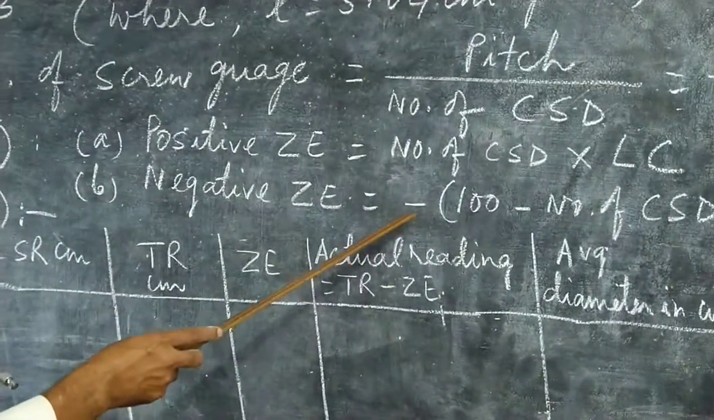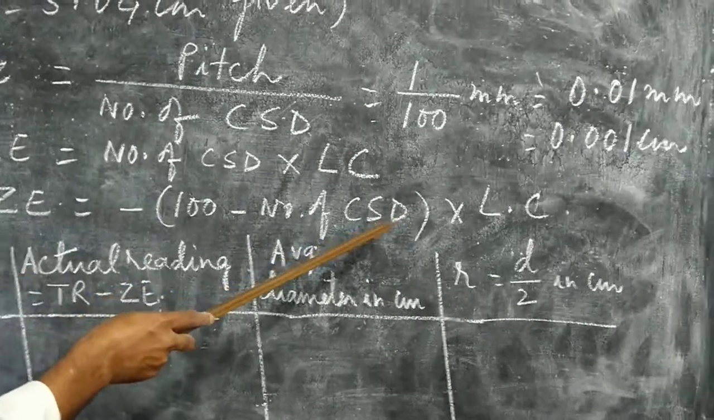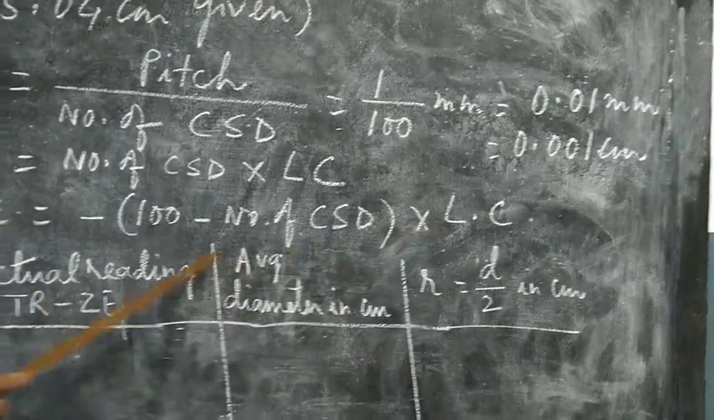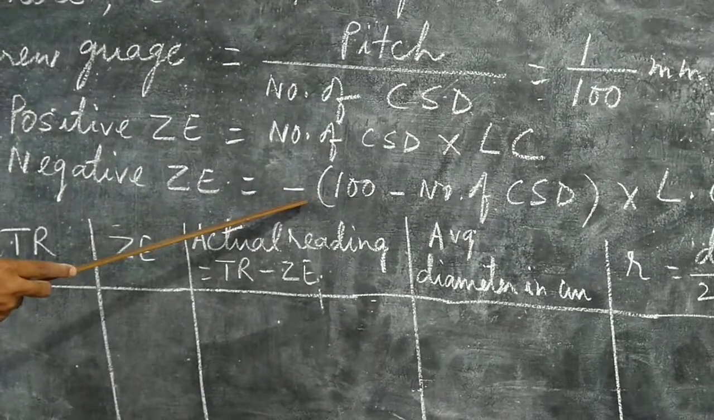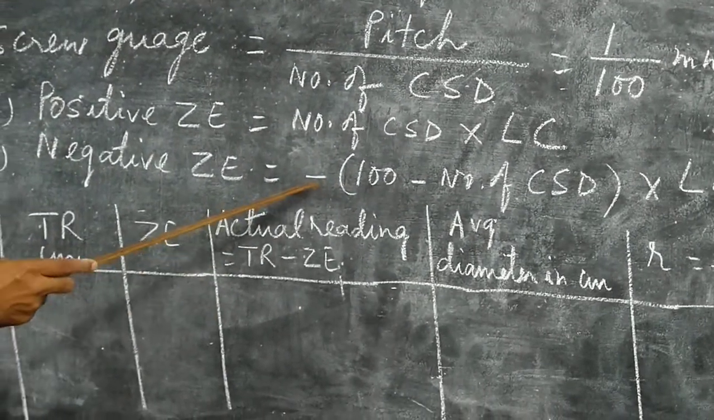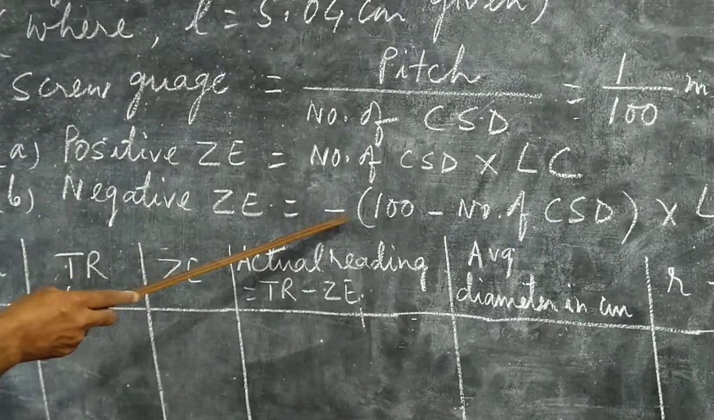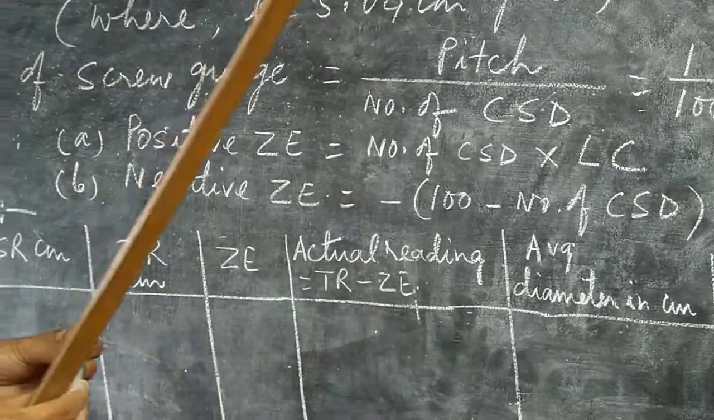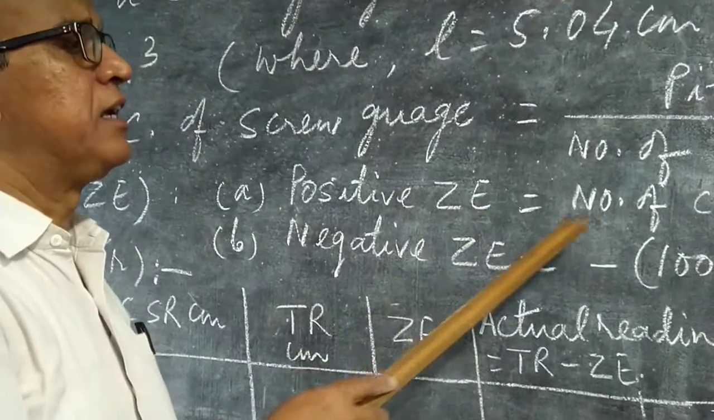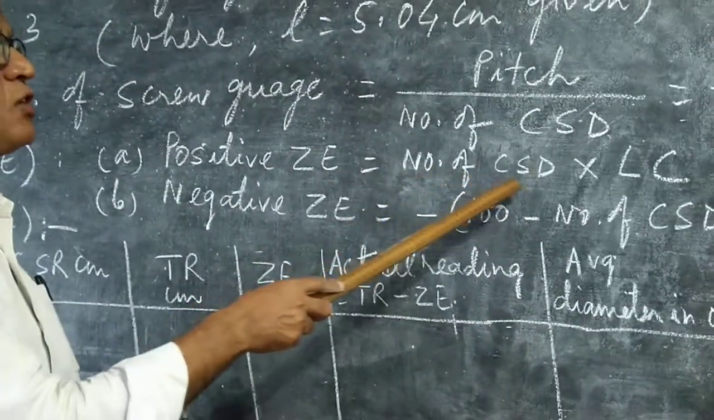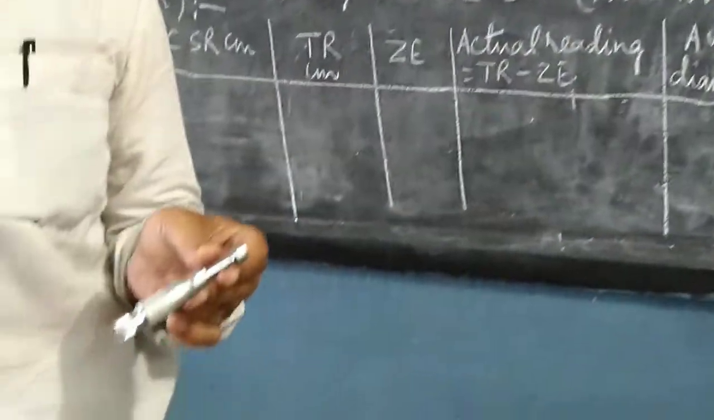For negative zero error, we find 100 minus the number of circular scale divisions coinciding with the baseline, into the least count. This will have a minus sign. This will be added to the actual reading, the main scale reading, with sign. And if it is below the baseline, then it has positive zero error, which is the number of circular scale divisions into the least count. This instrument does not have any zero error.